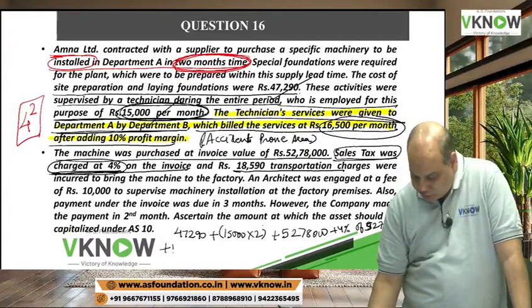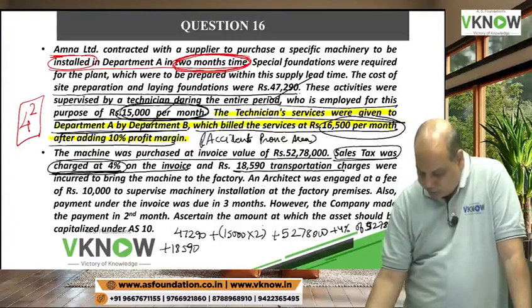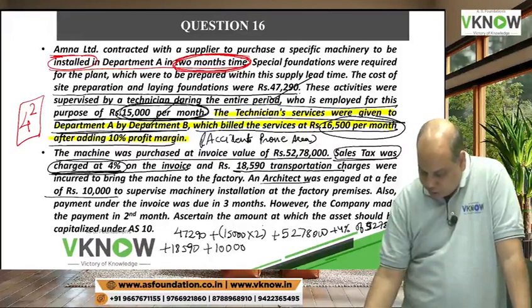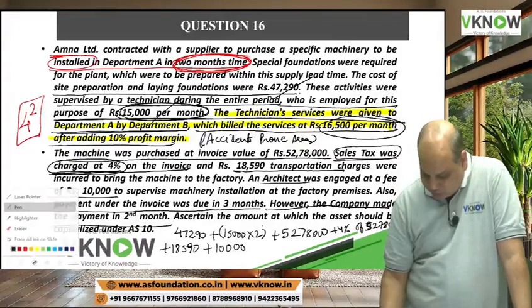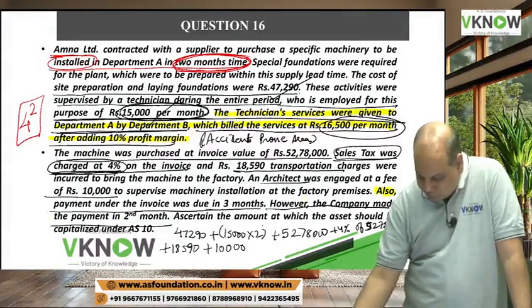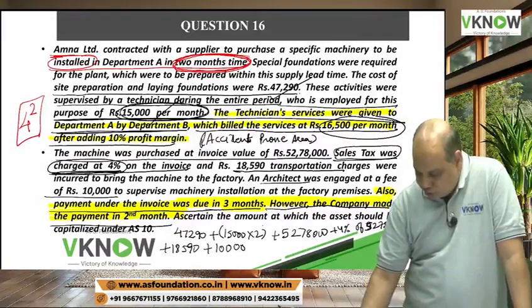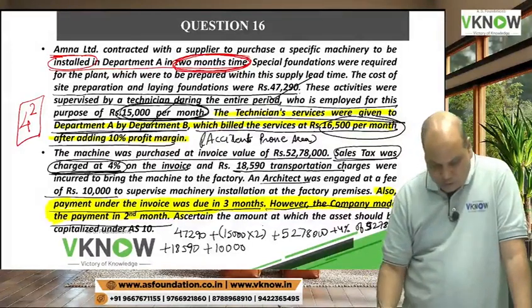18,590 transportation charges were incurred to bring the machinery to the factory. An architect was engaged at a fee of 10,000 to supervise the installation. This is professional fees. Also, payment under the invoice was due in 3 months. However, the company made the payment in the second month. This line which I am highlighting now is a waste of time, because it is there to confuse the student. When the company makes the payment is not relevant for this question.